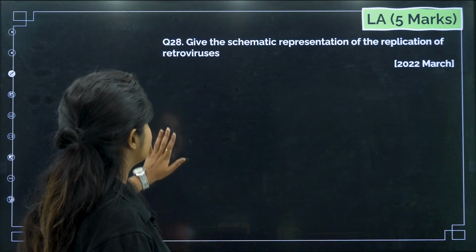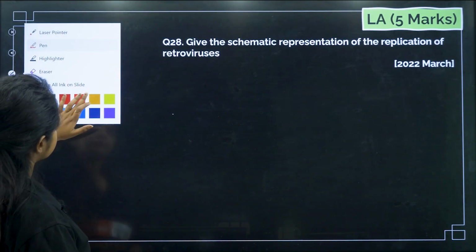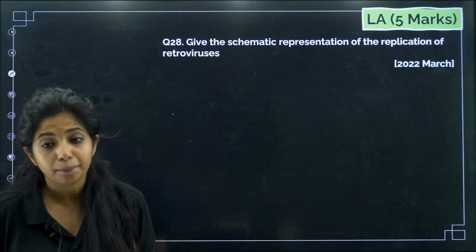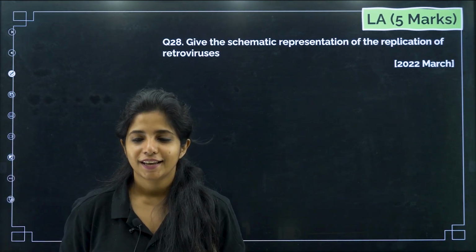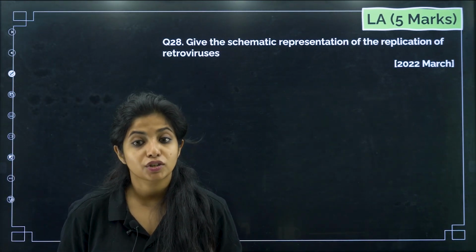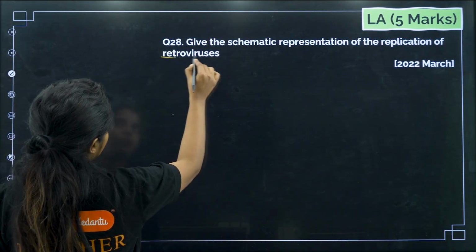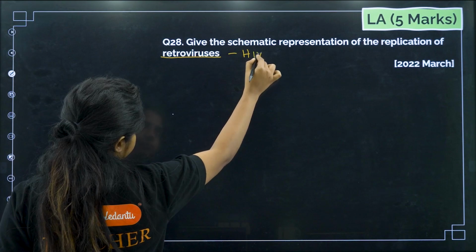Now the last question we have for the day is this. Give the schematic representation of the replication of retroviruses. So how do retroviruses do their action? I just want to tell you once and then I'll go ahead. So let's take a retrovirus, that is HIV virus.